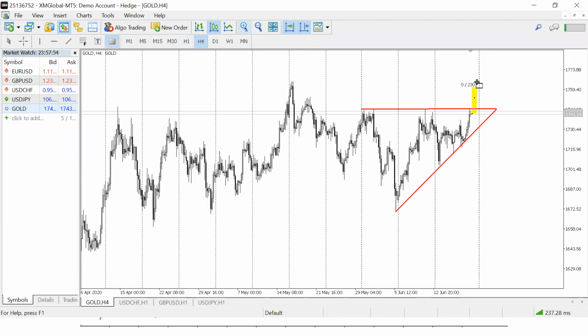Pwedeng umakyat. It could break out from that area there. Or it could look for an opportunity to crash down here. Okay. So pag ganyan, normally ang direction yan is more on paakyat eh. But later we'll learn more of that sa candlestick patterns na. Okay.